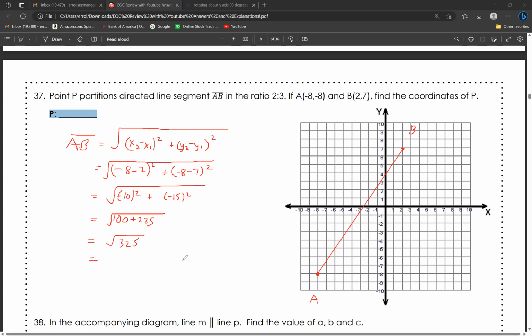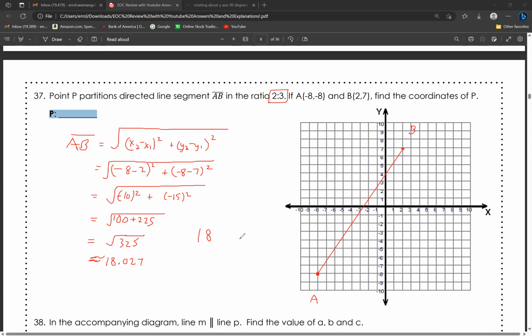Root of 325 is 18.02 something, so approximately 18, right? Okay, so now that's the distance of AB. It's approximately 18. Now we're going to take the 18 and divide it in this ratio right here, 2 to 3.